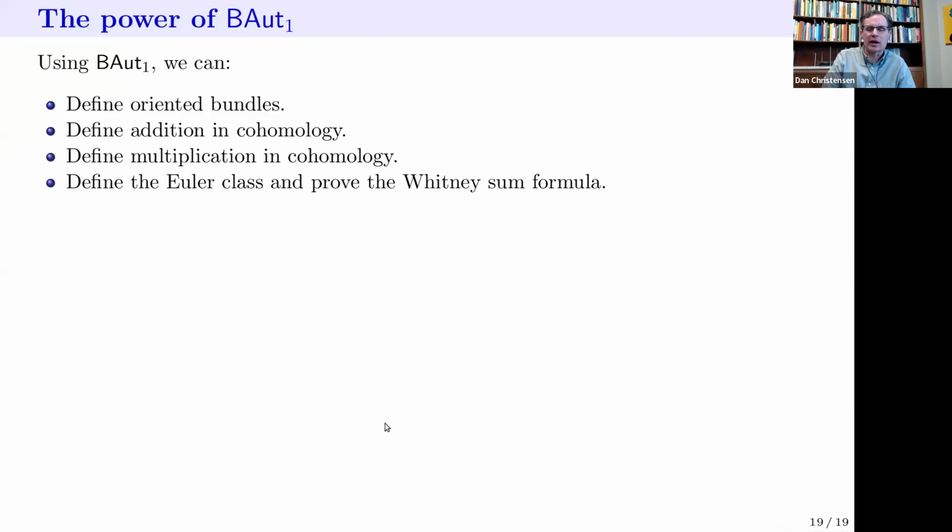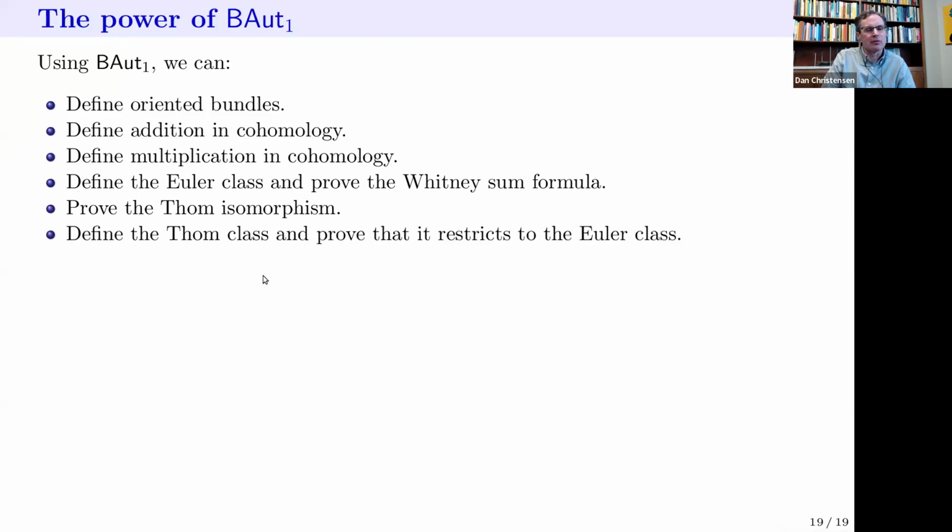We could define the Euler class using n-truncation, and then prove the Whitney sum formula using the multiplication we defined in cohomology. We could prove the Thom isomorphism, and we could define the Thom class and then prove the restriction to the Euler class. And then we could use the Euler class to prove the Hairy Ball theorem. So I think it's kind of nice that this same construction appears in all these different ways.